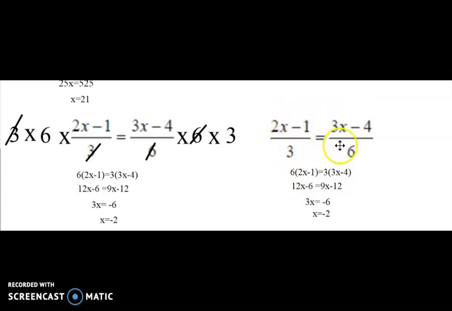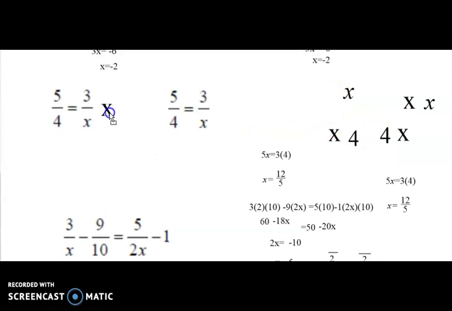So let's cross multiply. 6 multiply with 2x minus 1. 3 multiply with 3x minus 4. I get exactly the same scenario on both sides, just without all this extra work. So you can go into the answer straight away. Let's see how this will work out in the next one.